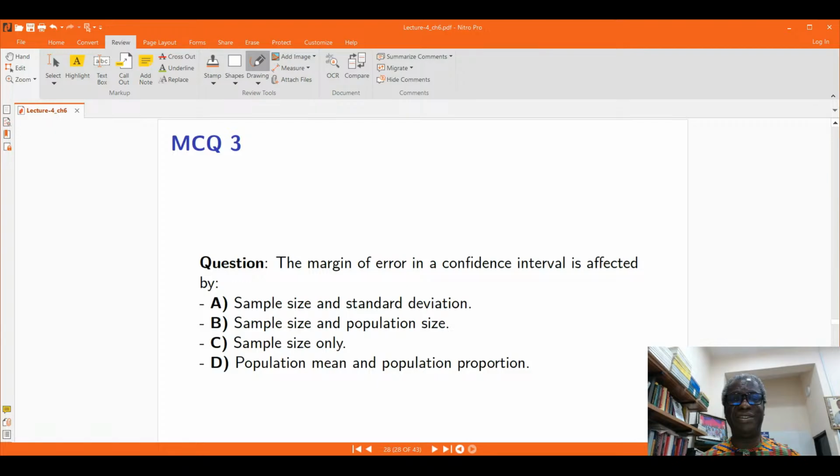What are your options? The margin of error in a confidence interval is affected by... everybody seems to be going for A.